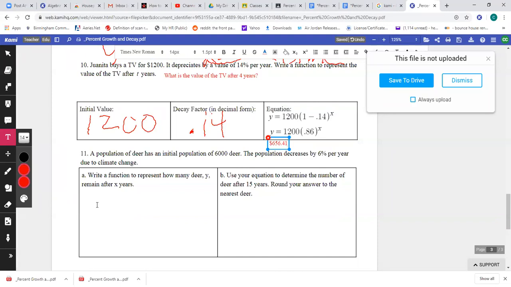Now, number 11, I want you to go ahead and try that on your own. See if you can write what function this would be and how much you would get after 15 years. I'm going to give you about 30 seconds to do it, and then I'll type in what the answer should be.